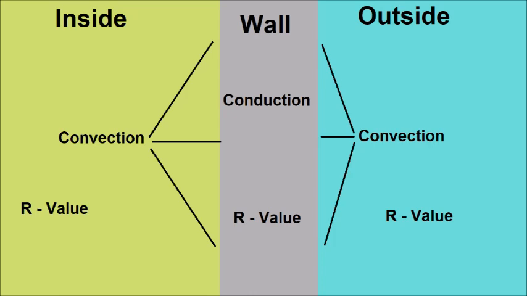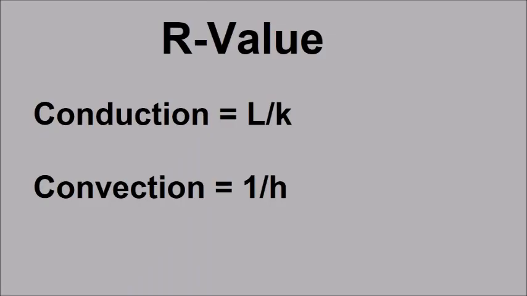So each of these terms has an R value, or a resistance to heat flow. Now the resistance is the inverse of the conductivity, because if we increase the conductivity, we make it easier for heat to flow, meaning there's less resistance. And if we decrease the conductivity, we make it harder for heat to flow, meaning the resistance has increased. So R value is a unit of resistance. In fact, it's the resistance per unit area.